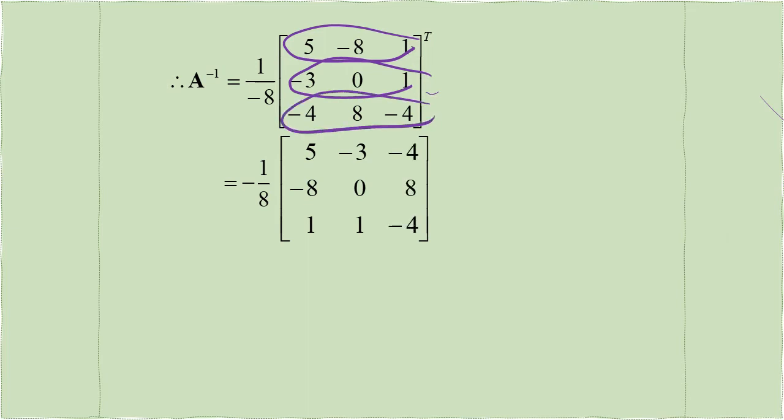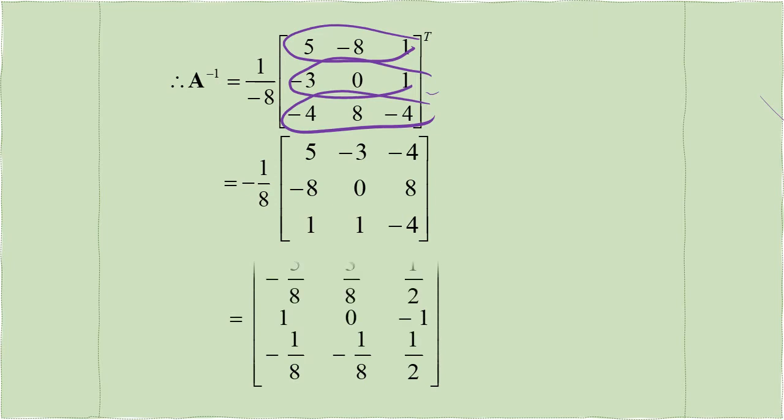The last step that you have to do is to multiply with the constant outside the matrix. So we get the final answer. So we have negative 5 over 8, 3 over 8, 1 over 2, 1, 0, negative 1, negative 1/8, negative 1/8, and 1/2 as the answer for the A inverse.